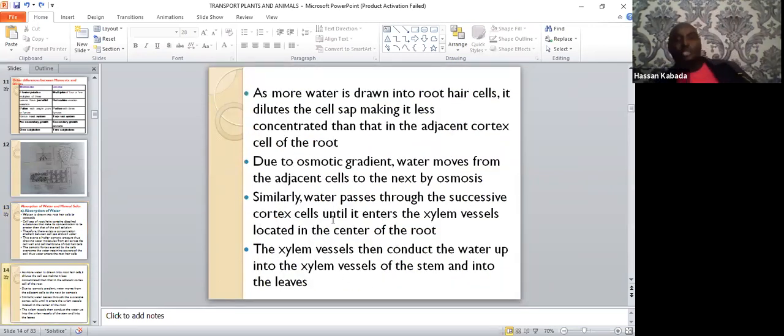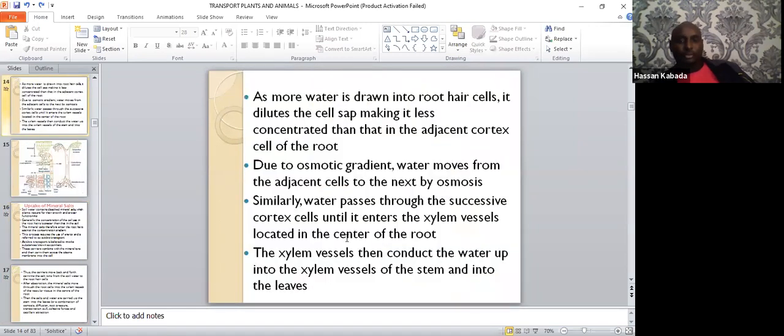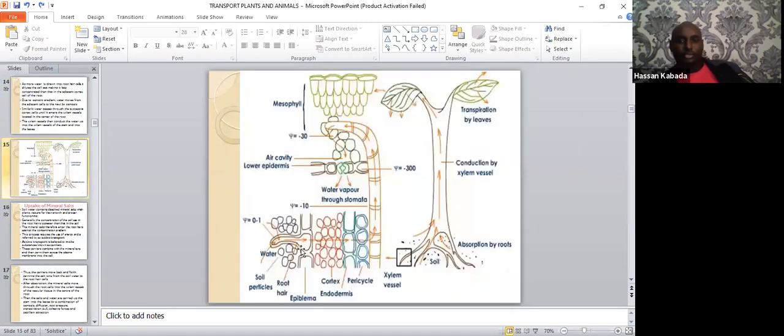I think that is what I've said. So we'll just show you this. This is again another diagram to emphasize the same. Water molecules are in the soil here.